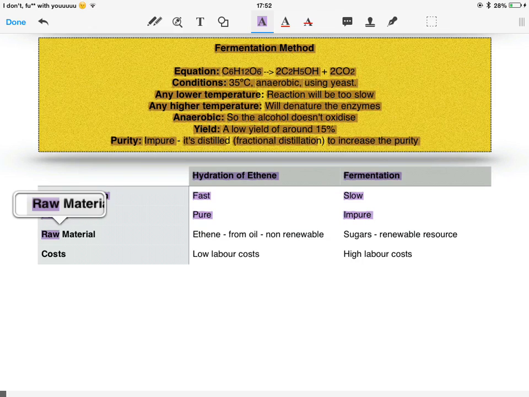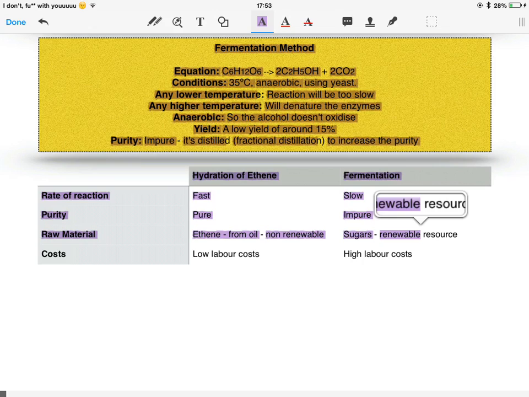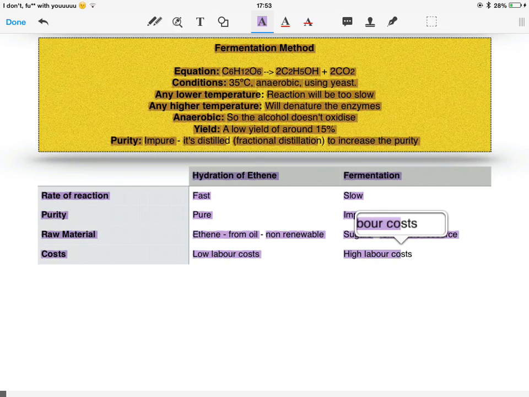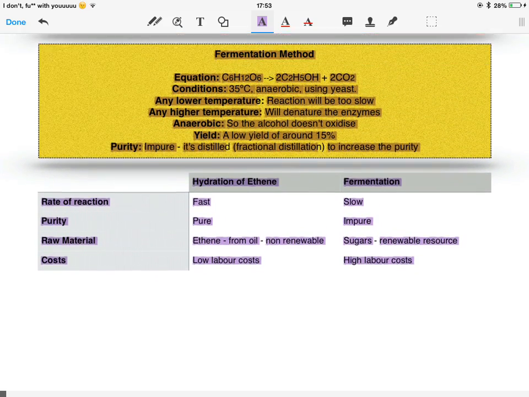In terms of raw material, however, ethene comes from oil, and therefore it's non-renewable, it will run out. Whereas sugars are a renewable resource, so they'll always be there. Finally, in terms of cost, there's low labour costs for the ethene because it's a continuous process, whereas there's high labour costs for the fermentation as this is a batch process. And that's all you need to know for the production of alcohols.